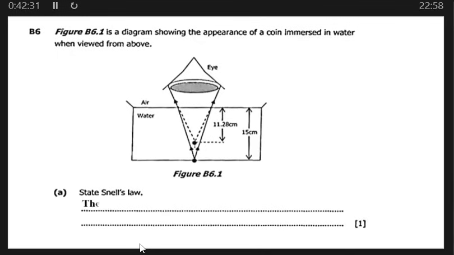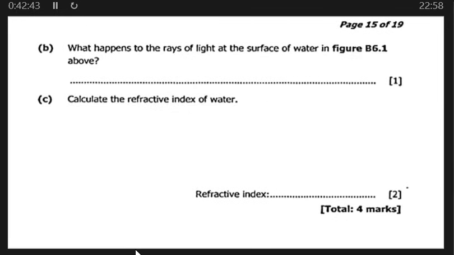So this is Snell's law. It says the ratio of the real depth to the apparent depth is constant. That is Snell's law. So let's go to the next question. B says, what happens to the rays of light at the surface of water in figure B6.1 above? So let's go to the same figure.